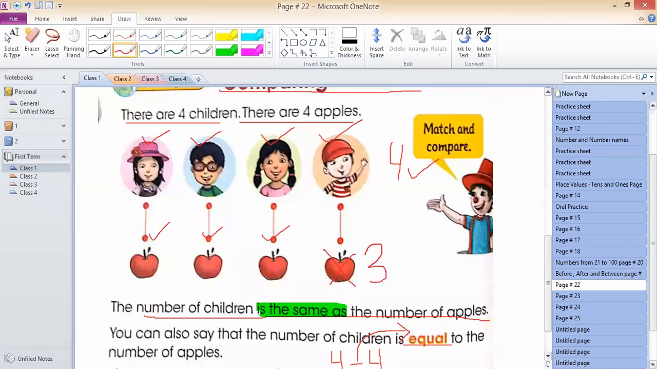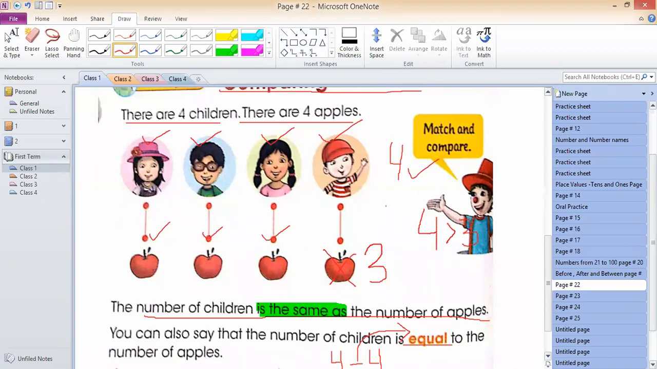Now we will say the number of children is not the same as the number of apples, because the number of children is 4 and the number of apples is 3. So 4 is greater than 3. So I can say that the number of children is more than the number of apples. So every child cannot eat 1 apple, because children are more and apples are fewer.